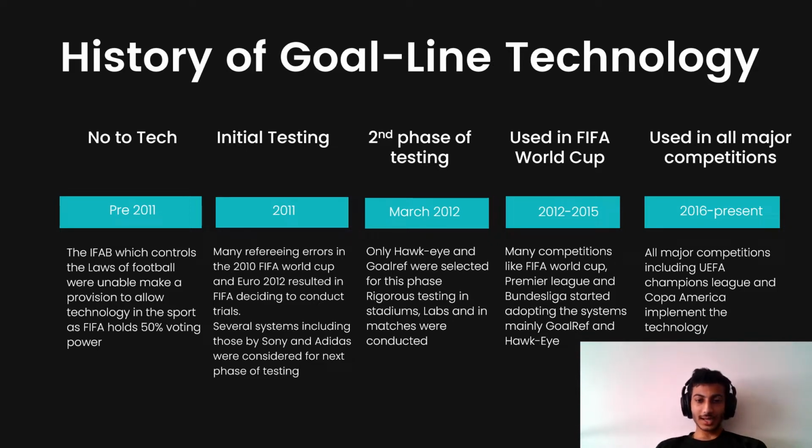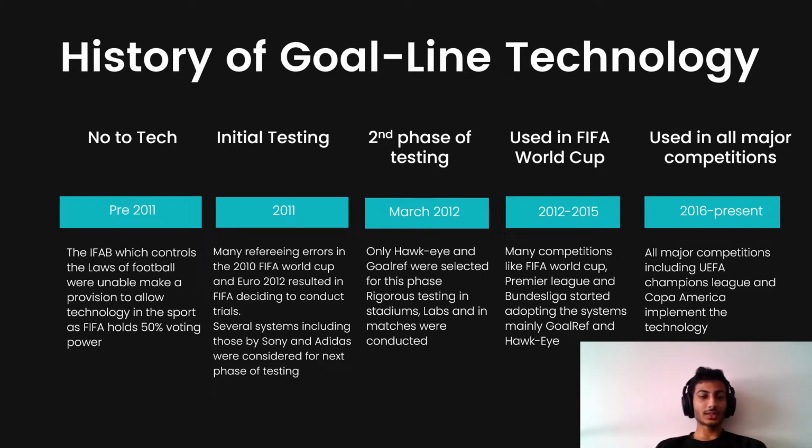The second phase of testing involved testing in real life scenarios like stadiums and labs, in which certain conditions were emulated, like monsoon, dry weather, or winters. And it slowly started being tested in professional matches in lower leagues, just to check the viability of the technology.